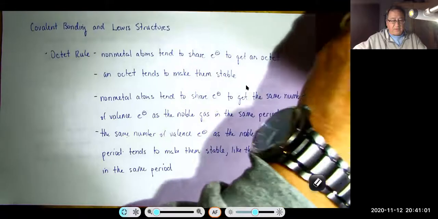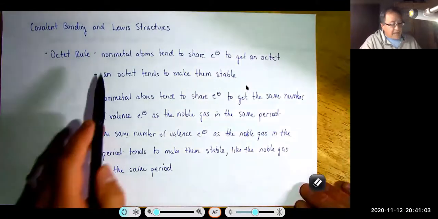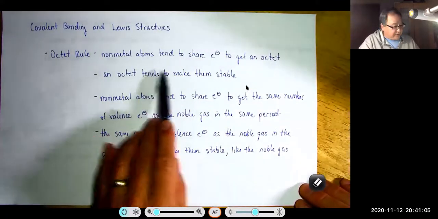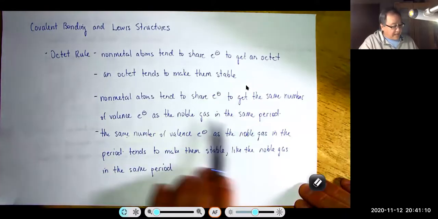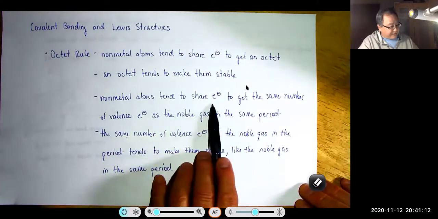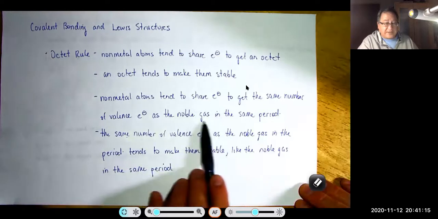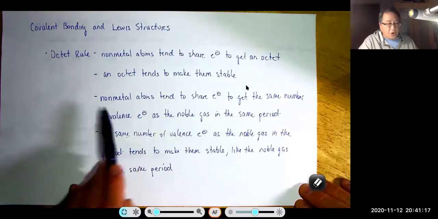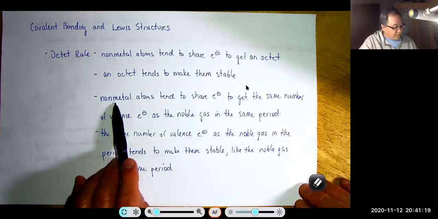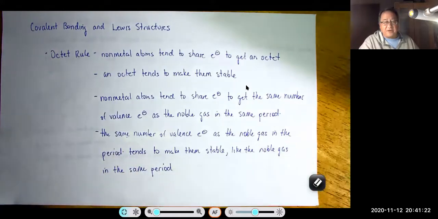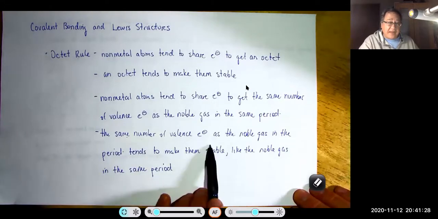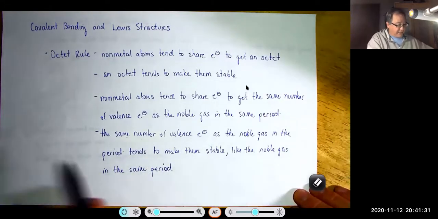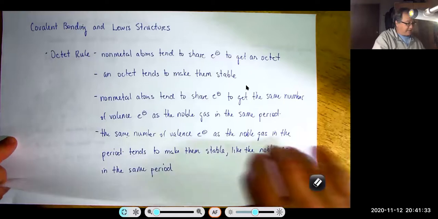Now, what is the octet rule? Non-metal atoms tend to share electrons to get an octet. An octet tends to make them stable. Non-metal atoms tend to share electrons to get the same number of valence electrons as a noble gas in the same period. This is kind of Tony's version of the octet rule. Really, you're trying to get the same number of valence electrons as the noble gas in your period. And when you do, you tend to become stable like the noble gas in that period.